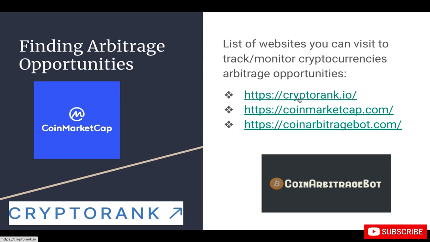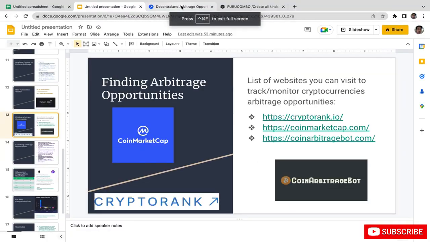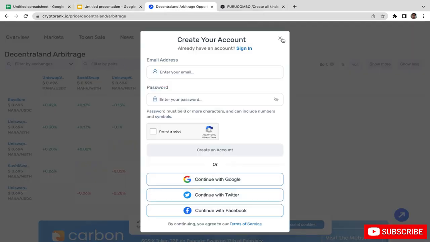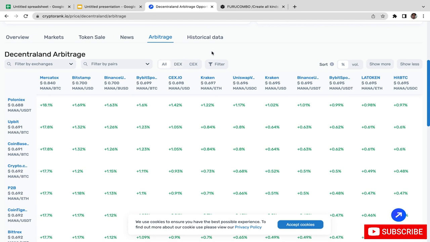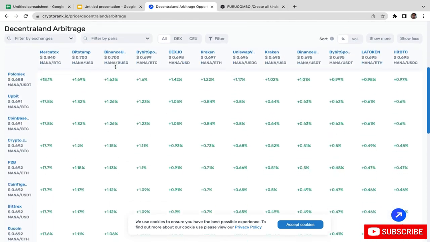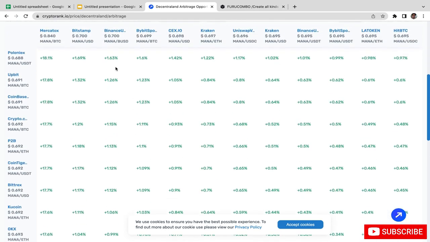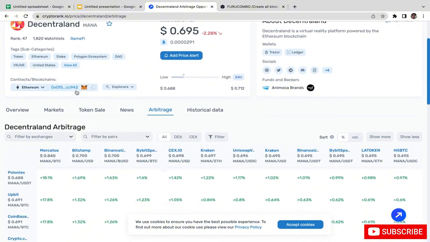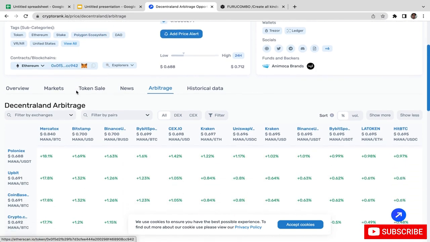Okay, so you just click on it. But since I already have the websites open on my other tab here, I'm just going to go there, click on it. So let's go with cryptorank.io. Okay, so this is the dashboard, and for some reason I chose to use Decentraland as an example.